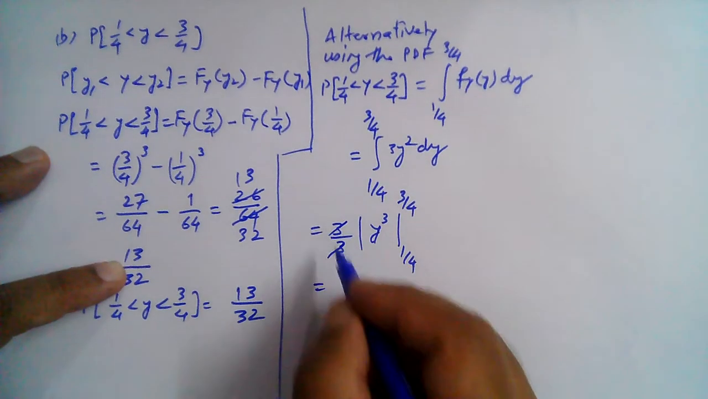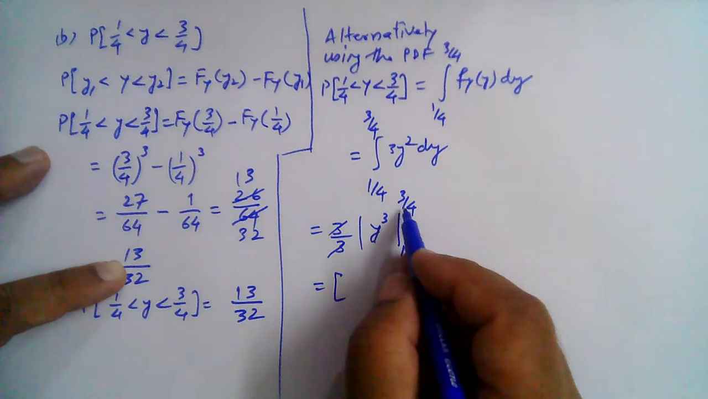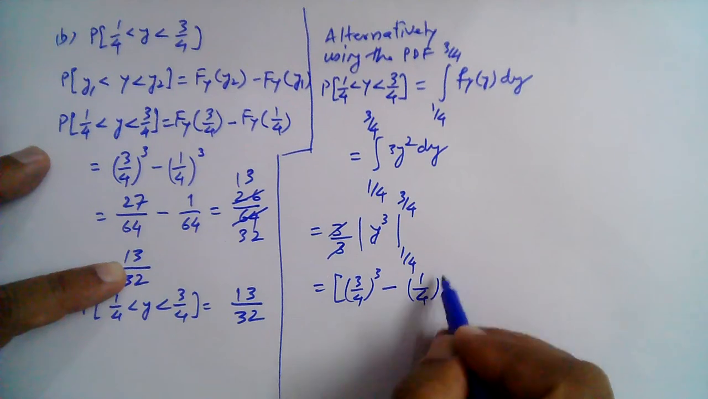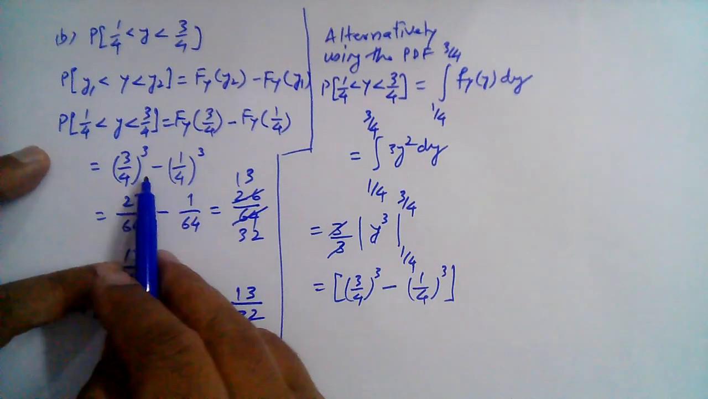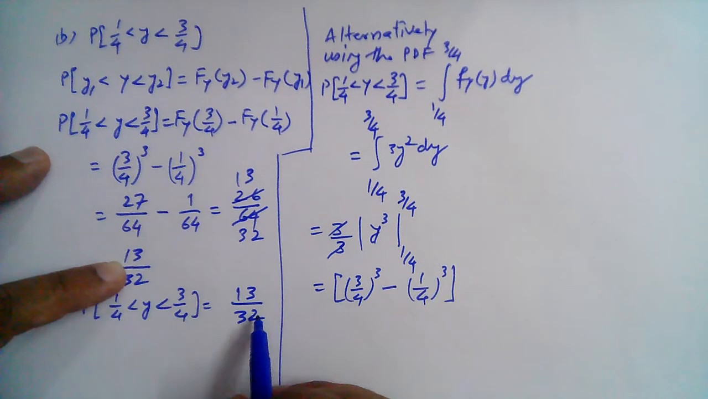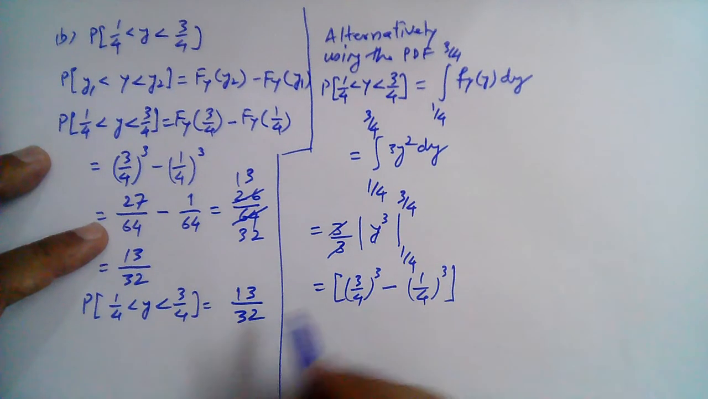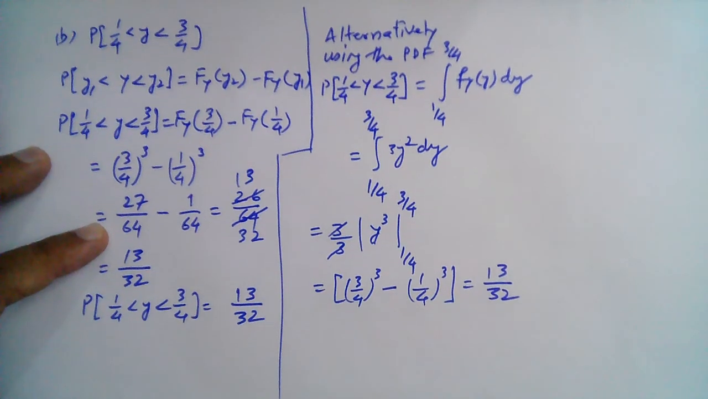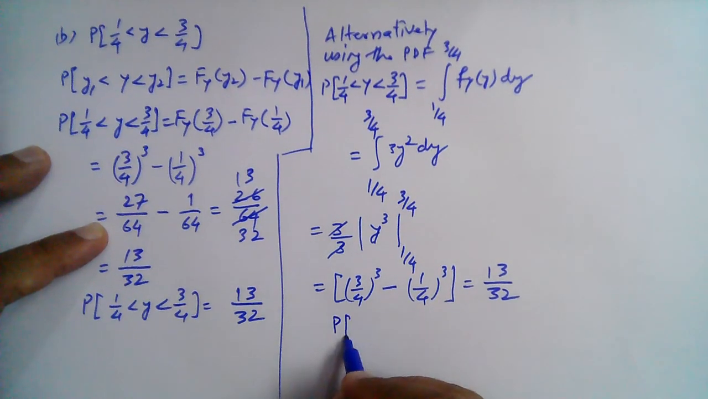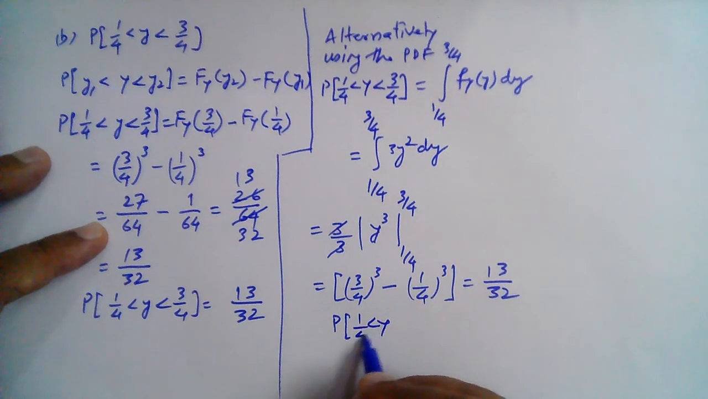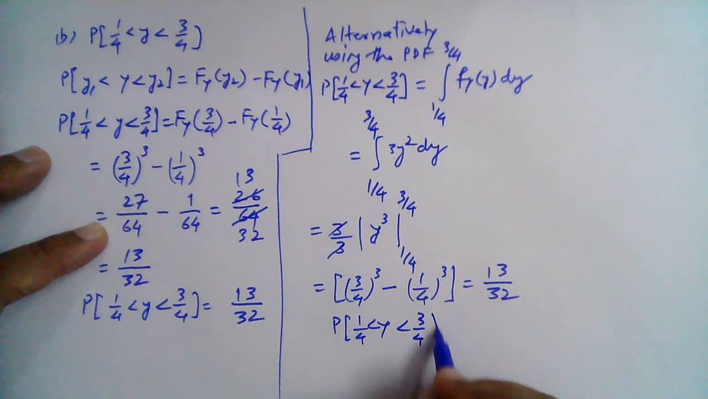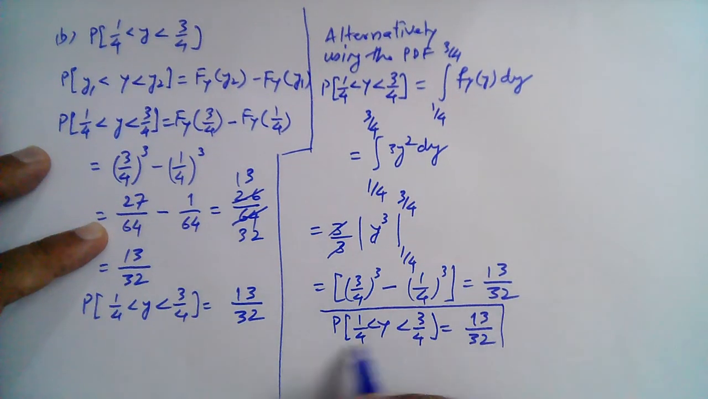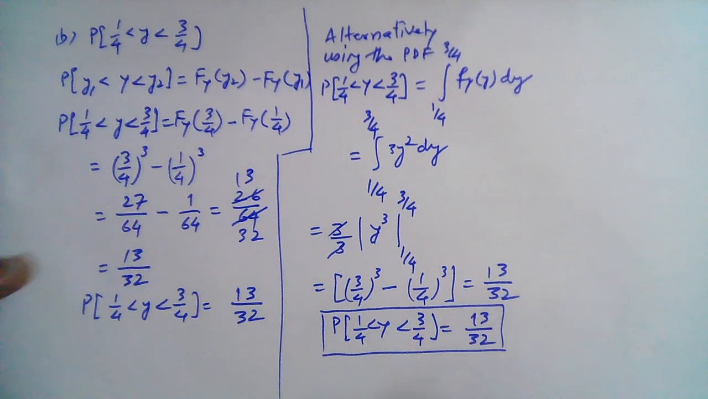So this is y cube: 3 over 4 cube minus 1 over 4 cube, which is the same thing that we calculated here, and this will come out to be again 13 over 32. So the probability that y is greater than 1 over 4 and less than 3 over 4 is equal to 13 divided by 32. So this completes the solution to the given problem.